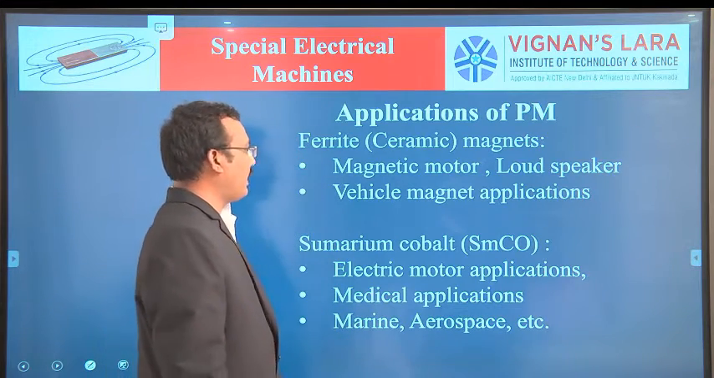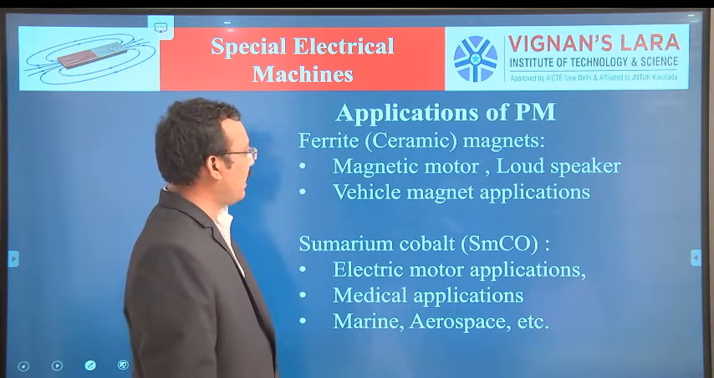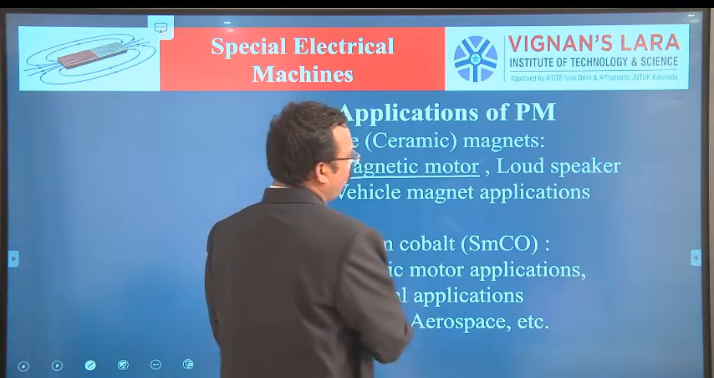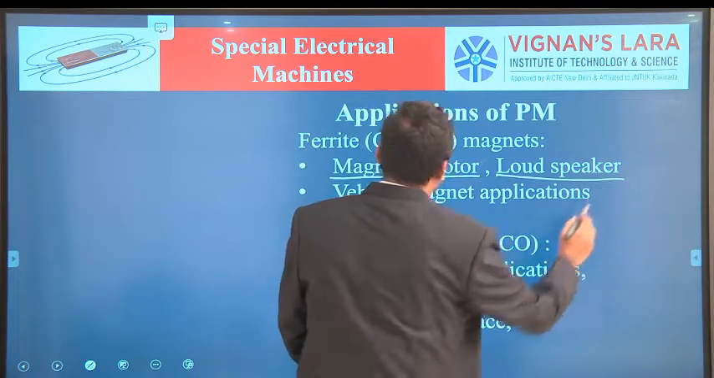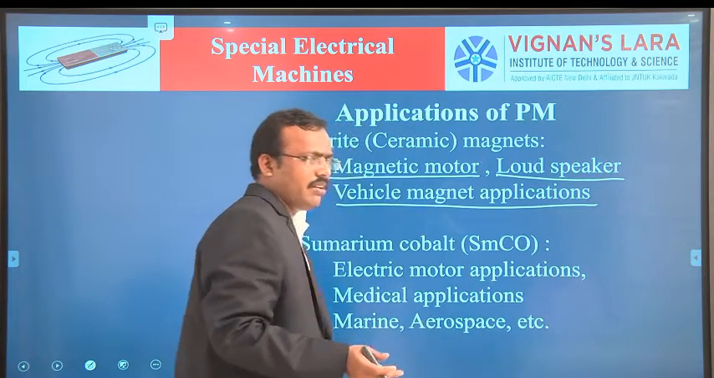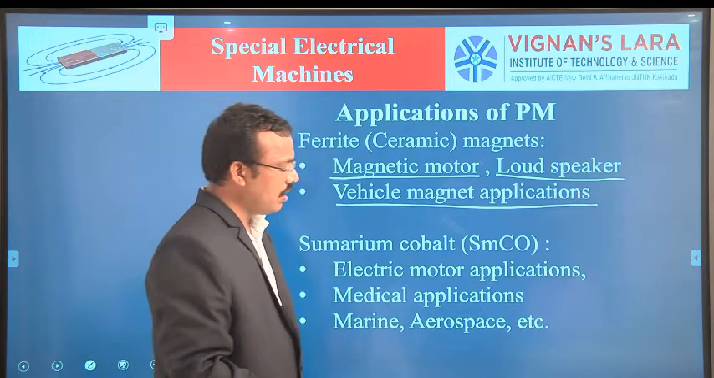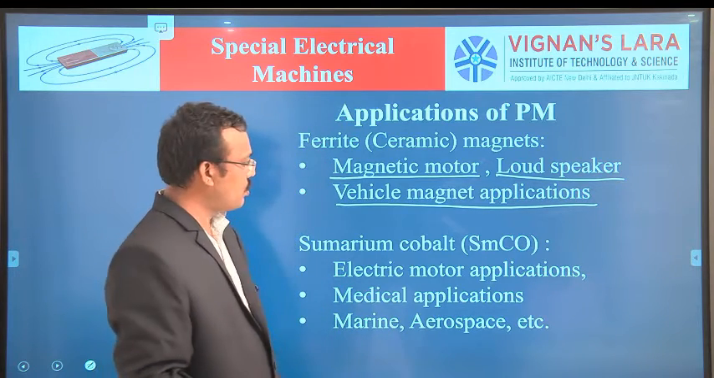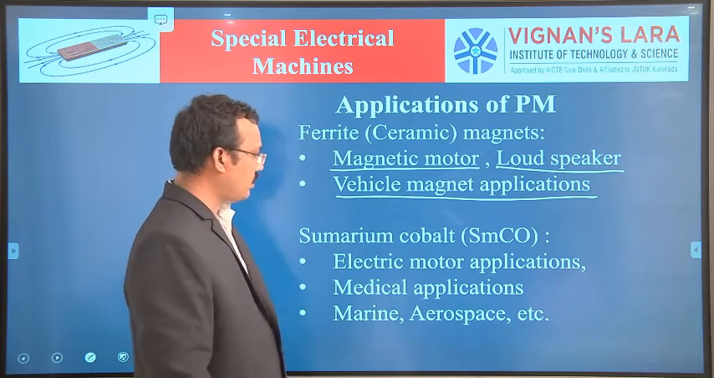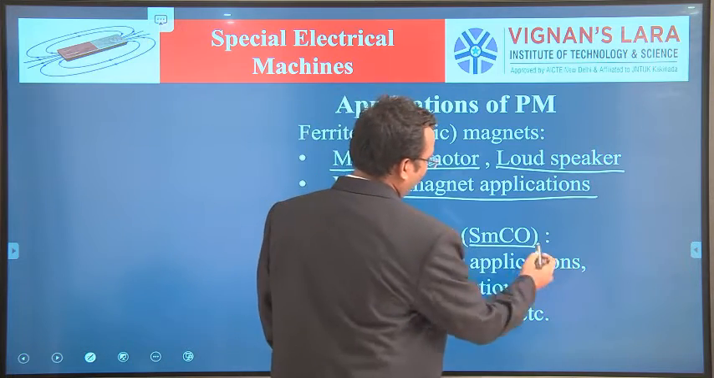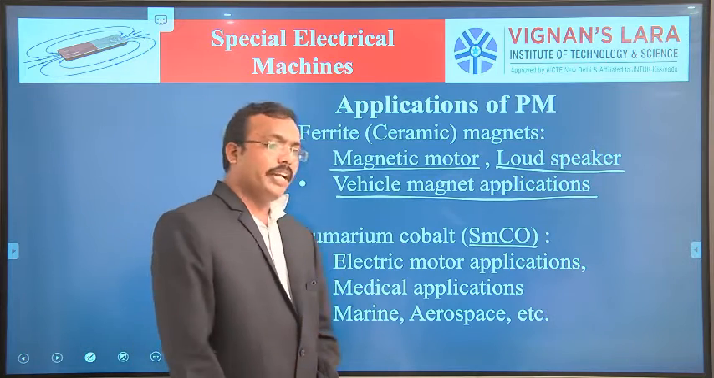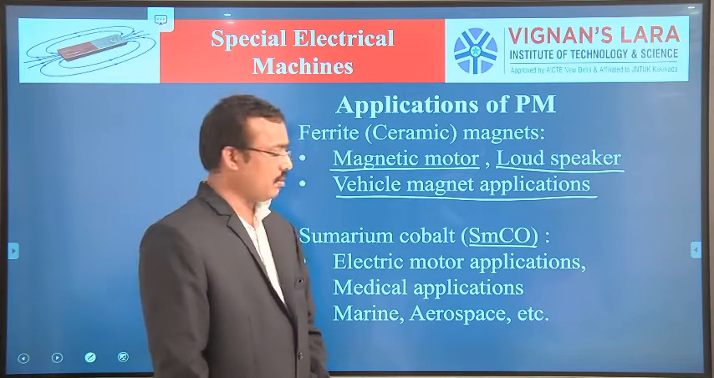The first one is the ferrite magnet or ceramic magnet. Ferrite magnet materials are mainly used in magnetic motors, loudspeakers, and vehicle magnetic applications, and are also suitable for many commercial applications: loudspeakers, microphones, headphones. So n number of applications. The next one is samarium cobalt, also called SmCo. SmCo is mainly suitable for electric motor applications, medical applications, and marine and aerospace applications, etc.